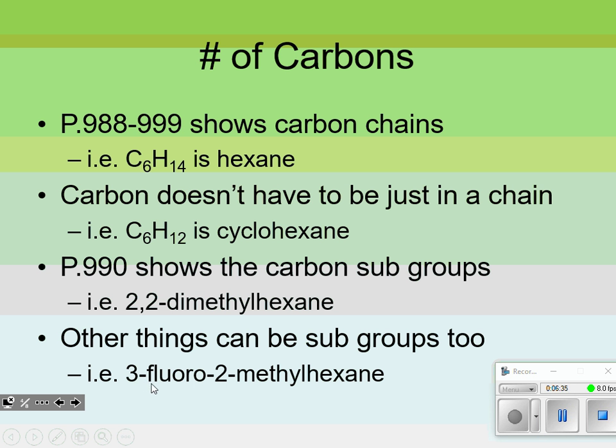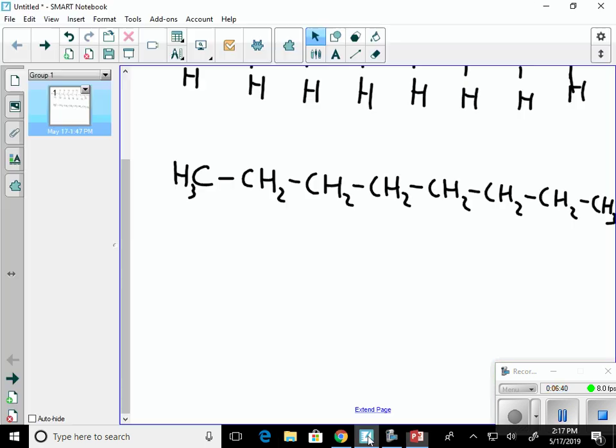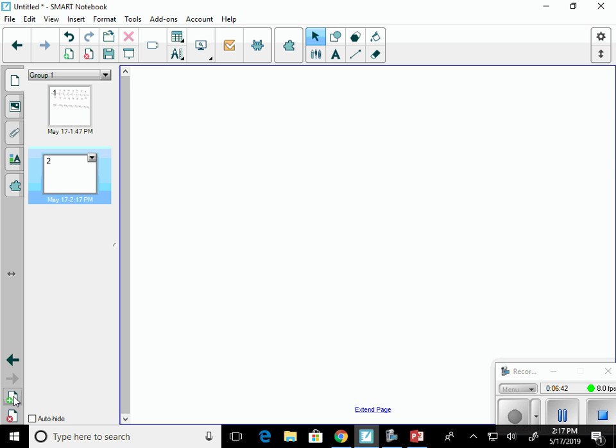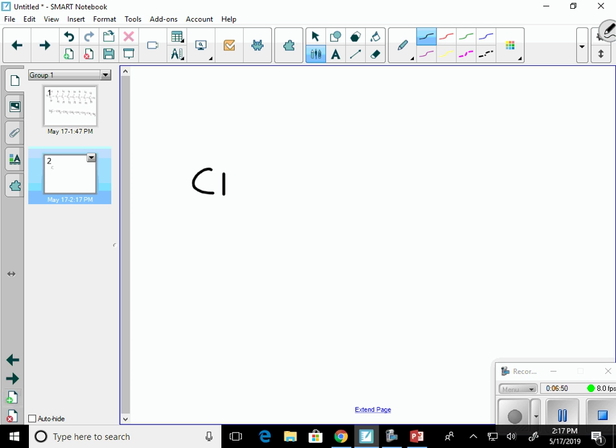So what I'm going to do now is switch back to Smart Notebook, and I'm going to draw each of these examples out for you. Starting with just plain old hexane. Again, I'll write the hydrogen second this time. More often it's shown in the front, but not a big deal.